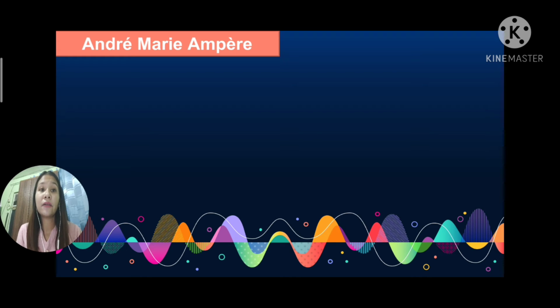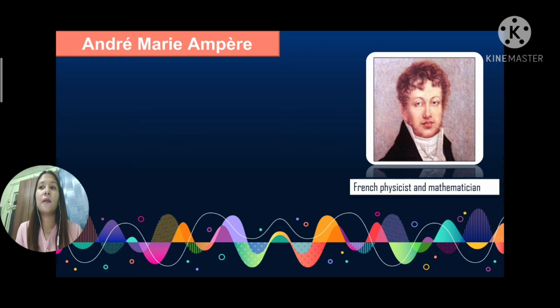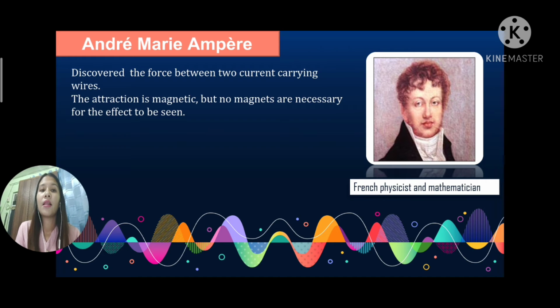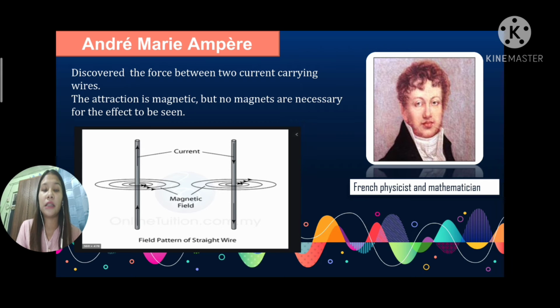Next is André-Marie Ampère. In 1826, the French physicist and mathematician André-Marie Ampère discovered the force between two current-carrying wires. The attraction is magnetic, but no magnets are necessary for the effects to be seen. He also formulated Ampère's law of electromagnetism.